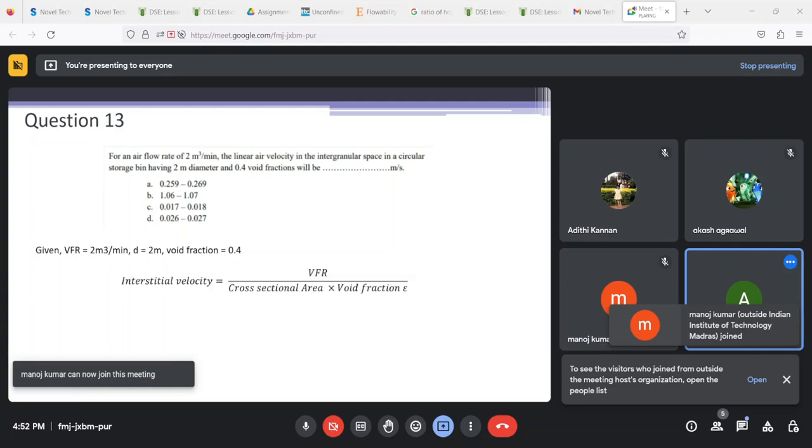So for interstitial velocity, that is the velocity between the two grains, that is the intergranular space, the interstitial velocity can be given by volumetric flow rate divided by cross-sectional area into void fraction. Volumetric flow rate divided by cross-sectional area will give you the normal velocity. That into the void fraction will give you the velocity through the intergranular space alone.